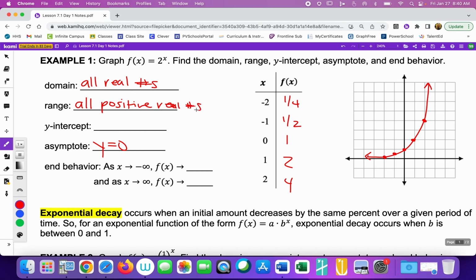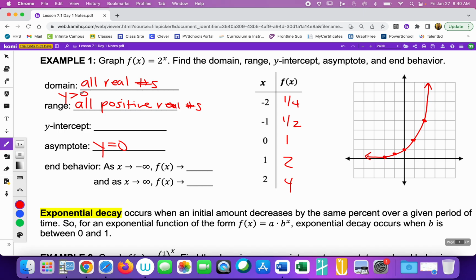Now that's actually how the book says it in your answers. So all positive real numbers. If you wanted to write either f of x or y is greater than 0, not equal to. Okay, just greater than 0, that should cover it. So all positive values, but not including 0. Okay. I would accept either one.